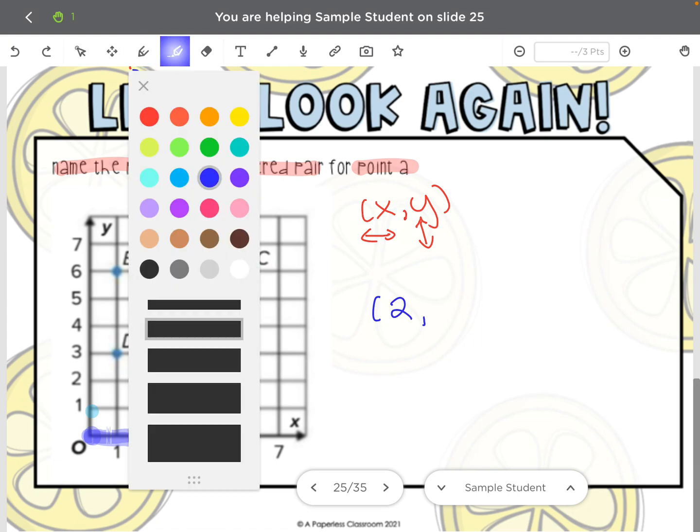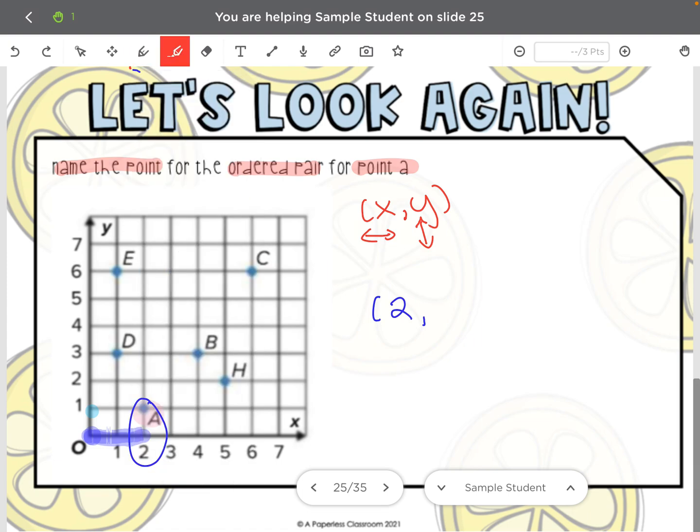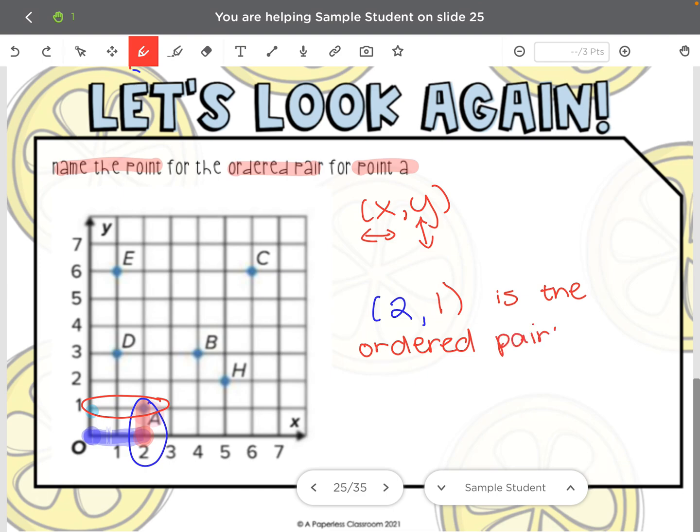Then I'm going to keep going for my y, my second coordinate. I'm going to start where I stopped at that 2, and go up along the vertical until I reach point A. Well, I went up 1. So that means my y-coordinate is 1. So 2, 1 is the ordered pair for point A.